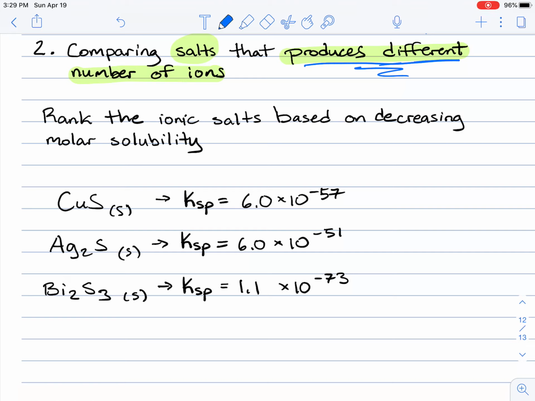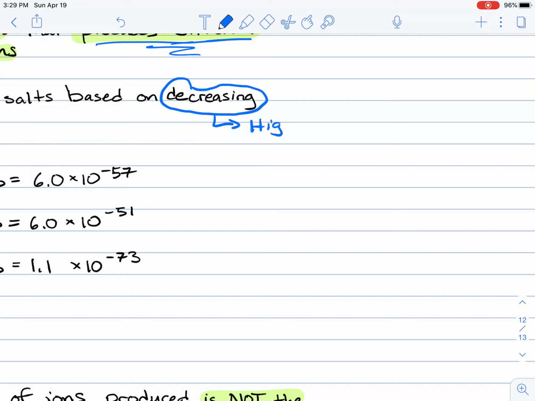And so in the first scenario that I gave you, I said increasing. I'm going to change it up for this one. It's going to be decreasing molar solubility. And so we're going from highest to lowest. Okay. So we're going from the most soluble to the least soluble. Okay. And once again, we're comparing their molar solubilities. So let's start.